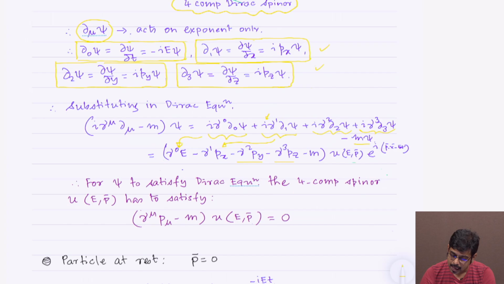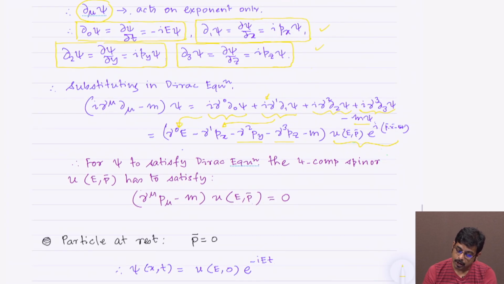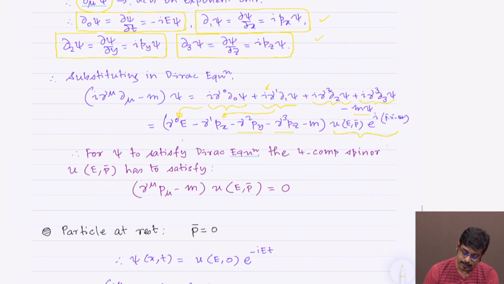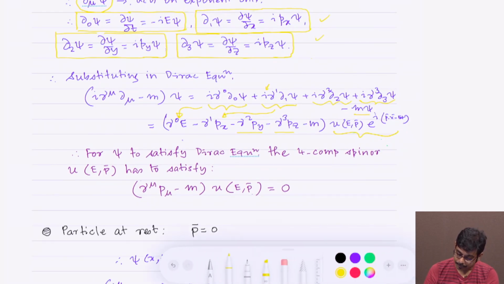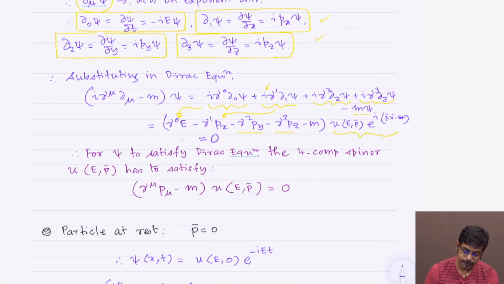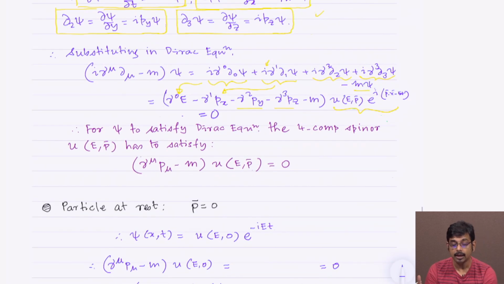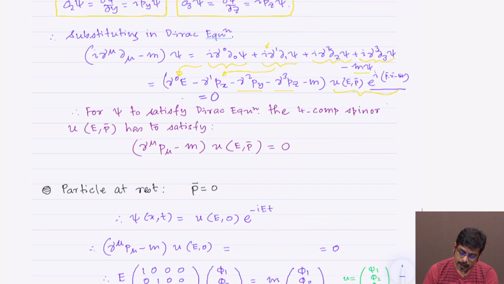and the last term is m, and this psi is essentially u(E,p) e to the power i(p.x minus Et) anyway. So, now this equation is equal to 0, correct? This is the Dirac equation: (i gamma mu del mu minus m) psi is equal to 0. And now, because we have taken all the operations on the wave function part, I can completely ignore this part, and I can rewrite.